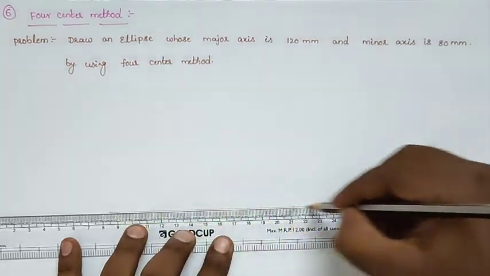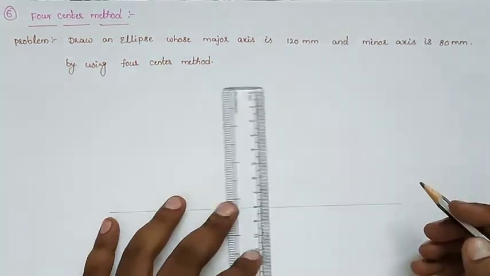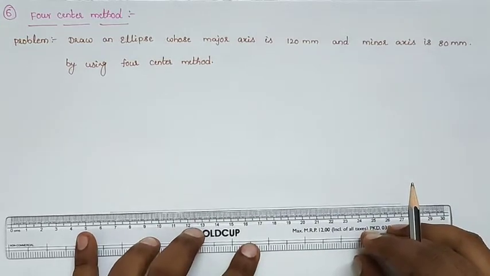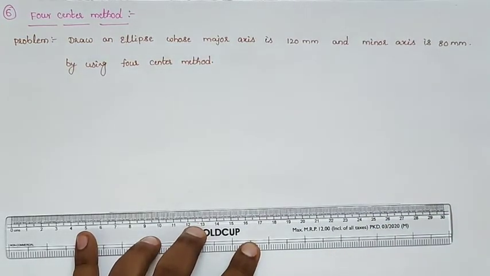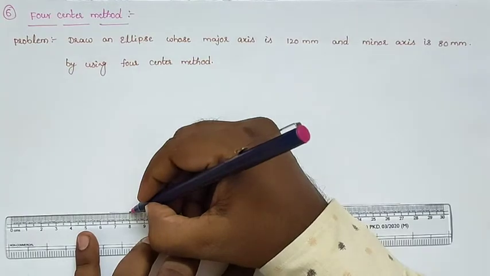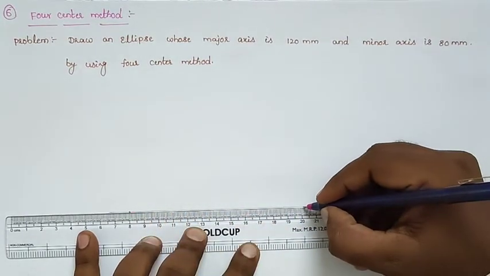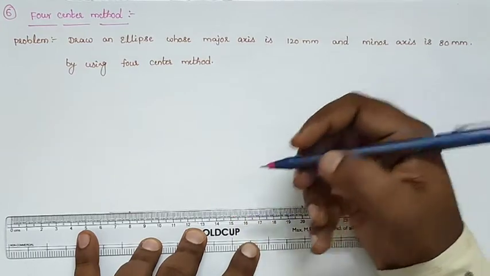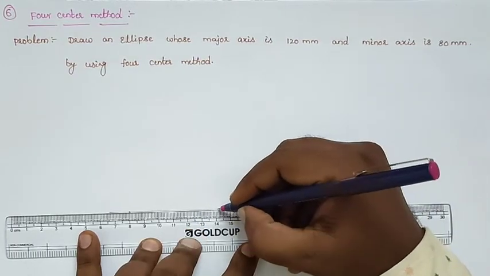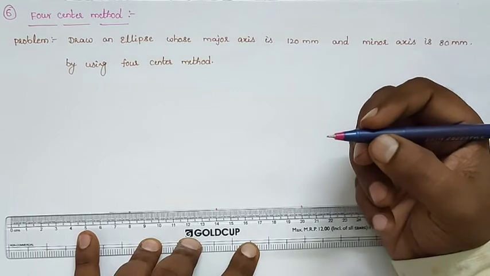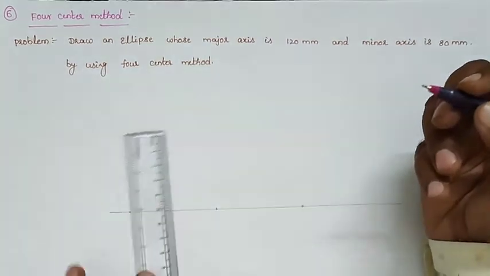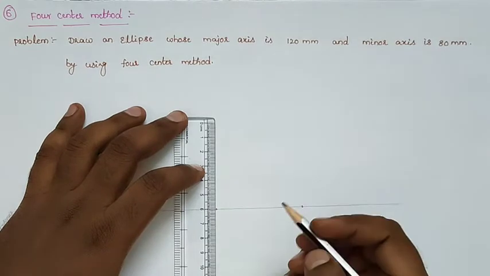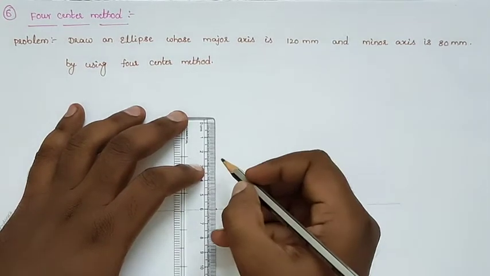Just we will draw the 2 lines, and I am locating point A and point B by taking 120. I am locating the midpoint of this one also. And similarly, from the midpoint of the major axis we will draw the minor axis with 80 mm.